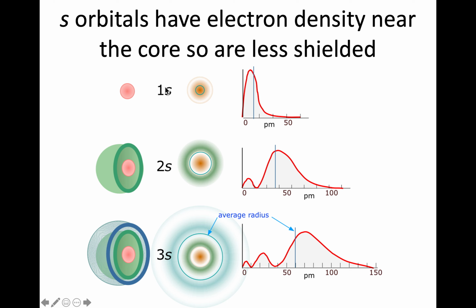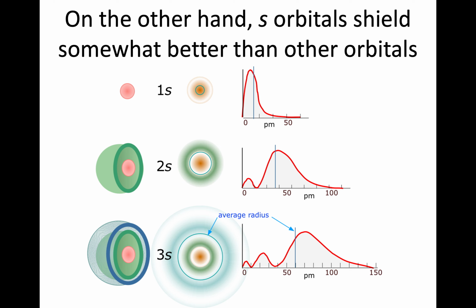So s orbitals, because they are so dense, are very good at shielding for other electrons and other orbitals, but themselves are not very shielded by something else, if that makes sense. So they're better at shielding for other orbitals, but they don't get shielded well themselves.